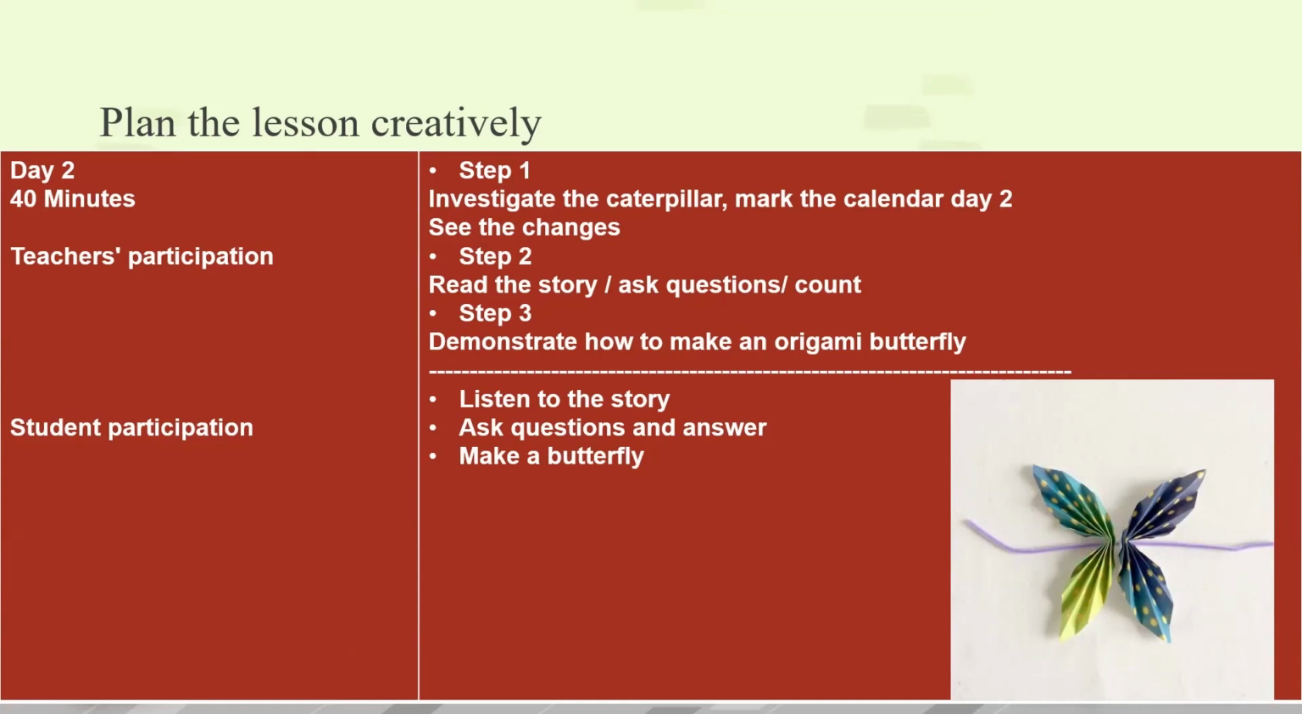Then you can see here, there is a small little origami butterfly. I'm going to make the origami butterfly with them. I'm going to fold the paper and show them how to make the butterfly. So children will make a butterfly. This is where we involve art in our lesson.